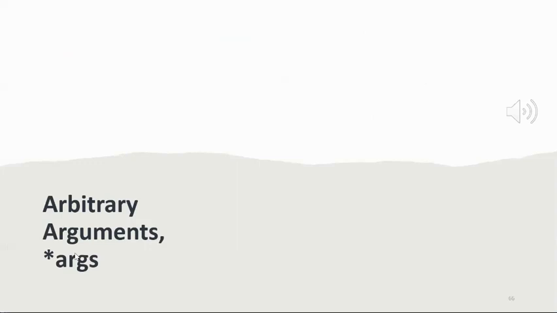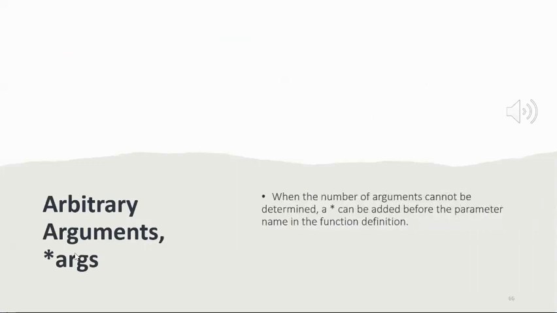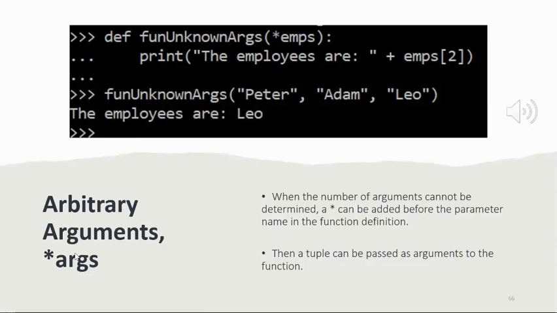Python supports arbitrary arguments. When the number of arguments cannot be determined, we can use a star before the parameter name in the function definition. And then a tuple can be passed as arguments to the function. Arbitrary arguments are often shortened to *args in Python documentation. In this example, the number of arguments is unknown, and in the function body, the third element of the tuple is to be printed.